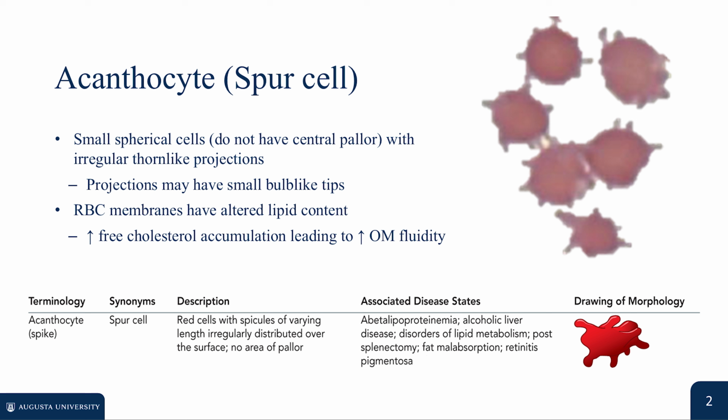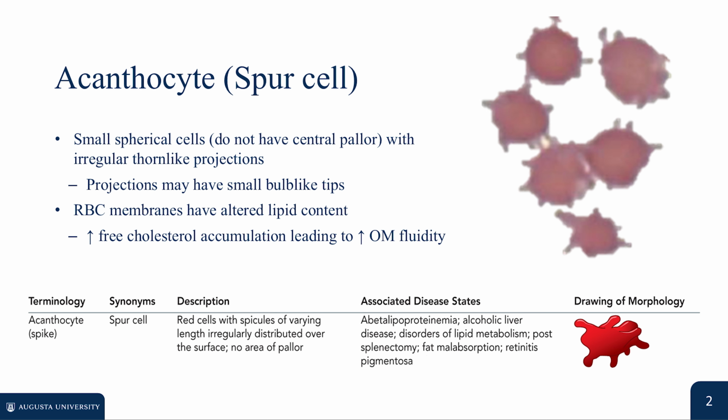Moving to our first specific morphology, let's detail acanthocytes, which are also known as spur cells. Morphologically, these are small spherical RBCs that completely lack central pallor. They are characterized by multiple irregular thorn-like or spiky projections distributed along the membrane. These projections vary in both length and width and frequently feature small bulb-like tips.